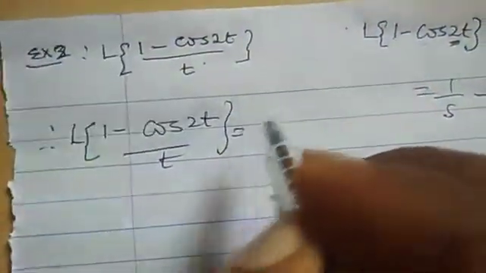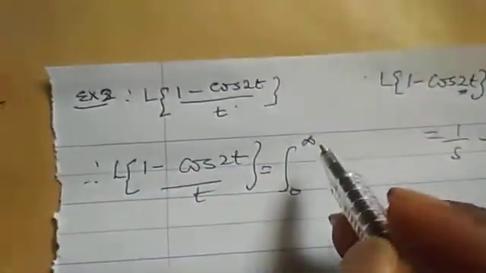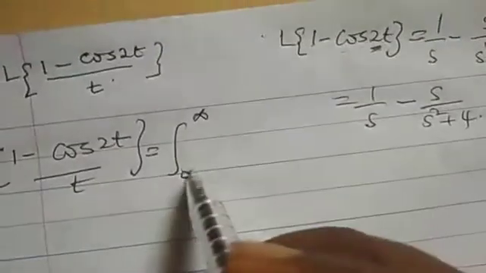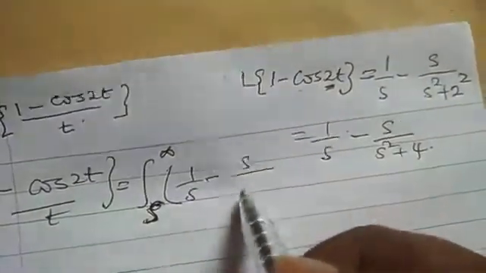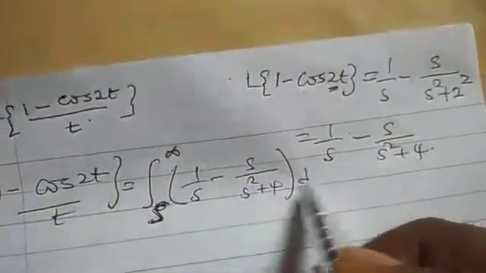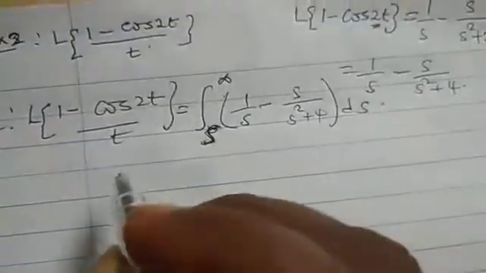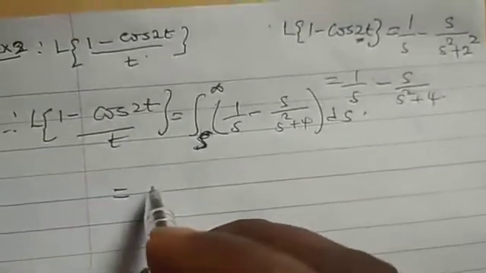Therefore, the Laplace transform of 1 minus cos 2t over t will now be the integral from s to infinity of f of s ds, according to the formula. This is our f of s, 1 over s minus s over s squared plus 4 ds. This is where they will now test the knowledge of our integration.